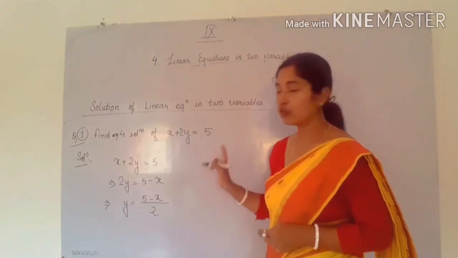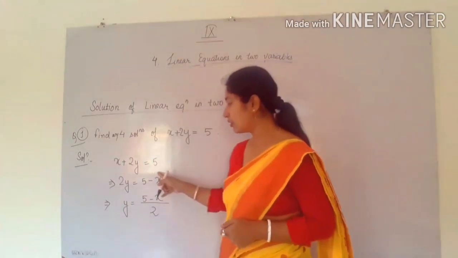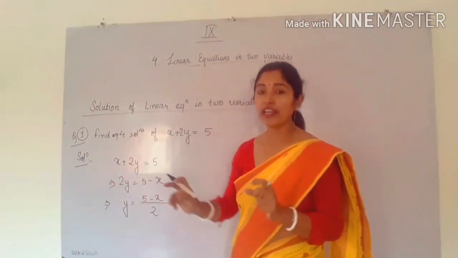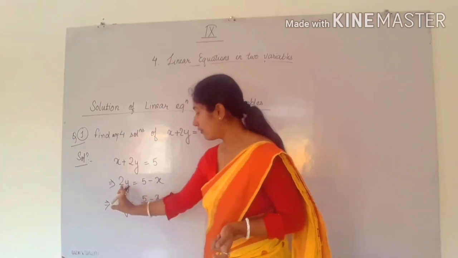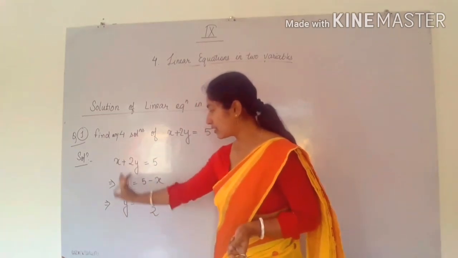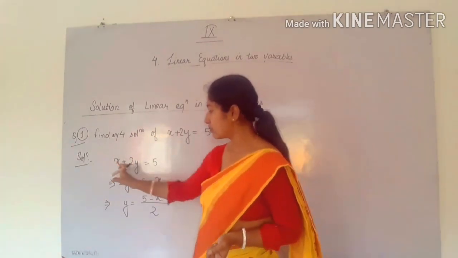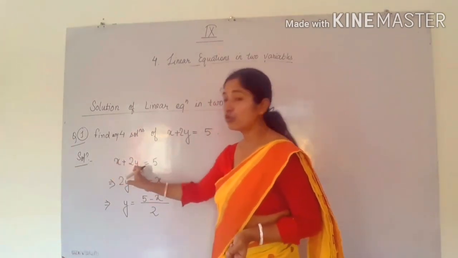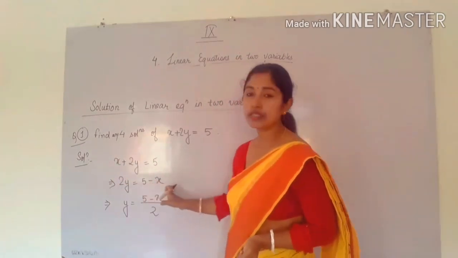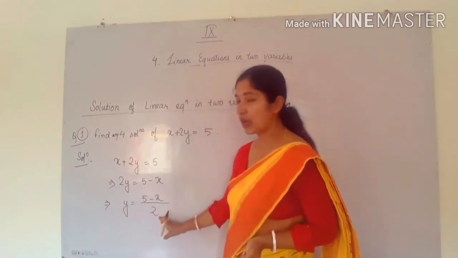Okay, so what you have to do? First of all you have to write the equation. Here I am writing the equation. Then you have to keep y on the left hand side. See, I have kept the term of y on the left hand side, and the term of x I have transferred to the right hand side. So x is positive, means here it is added to 2y. So when it is transposed to that side, it will become minus x. So it is 5 minus x, then y will become 5 minus x by 2.